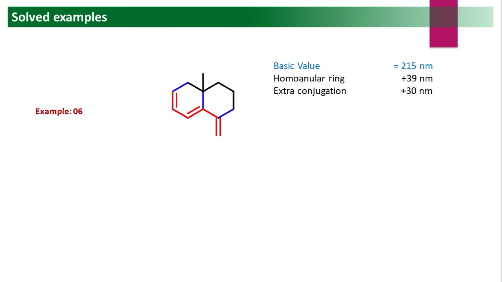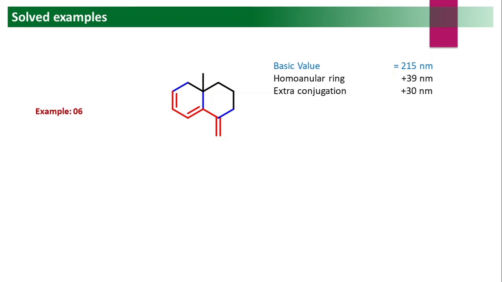Now how many exocyclic double bonds? Exocyclic means outside of the ring and sharing one of the carbons of the ring. So see here, this double bond is outside of this ring, but not sharing one of the carbons of this ring. That's why this is not considered an exo double bond. But this double bond and this double bond are exo double bonds for this ring, because they are sharing one of the carbons of this ring. That's why these two double bonds are exocyclic double bonds.